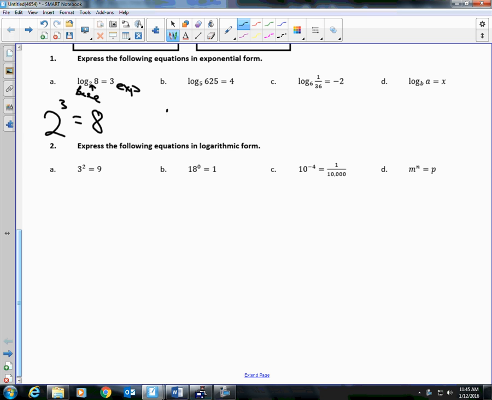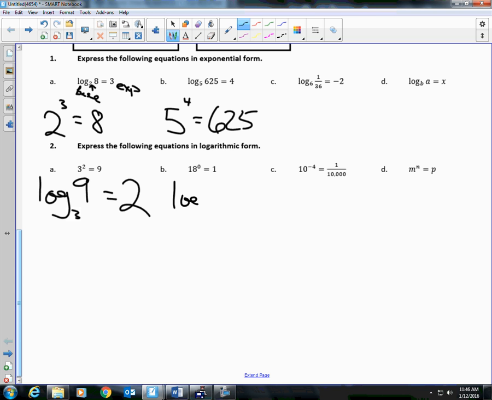So for B, we have a base of 5 to the fourth power is equal to 625. You should be able to write logarithmic expressions in exponential form. You should also be able to do the opposite. It says express the following equations in logarithmic form. So log with a base of 3 is equal to the exponent 2. That's how I remember it. The base goes there, logarithms solve for exponents, and then the other number goes there.